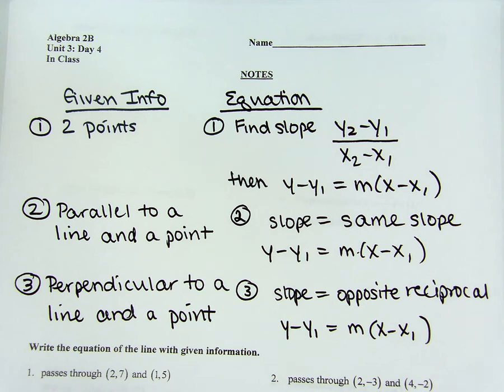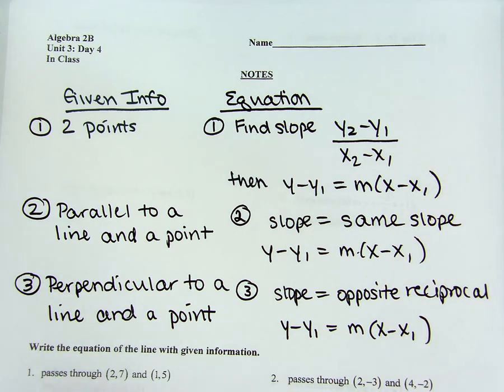Okay, so we're going to continue writing equations of lines being given certain pieces of information. Today's information is a little bit different. A lot of times today they do not give you the slope, so you have to figure out the slope yourself first. So here's the slope equation. We'll refer back to that.